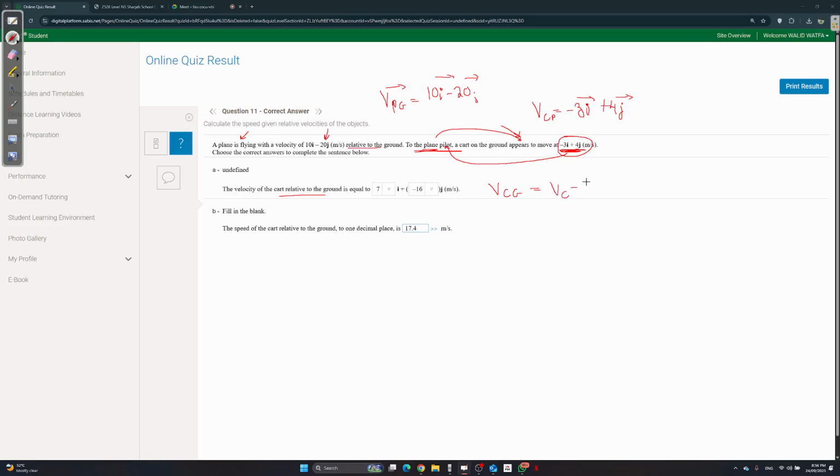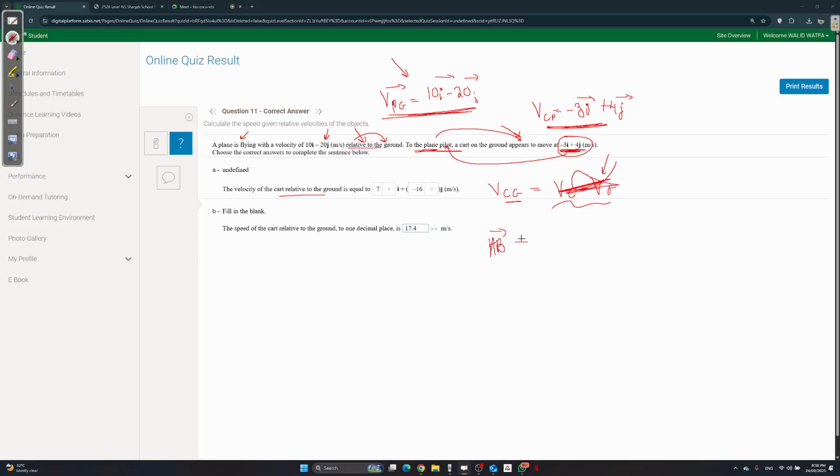Usually, what you're used to doing is VC minus VG. But here it doesn't work because we don't have VC and VG. So anytime you see relative to in the question, make sure you're writing down the given: VPG, VCP, whatever. Relative to the ground means plane with respect to ground. VCP means cart with respect to the pilot. Here, this doesn't work. We don't have this. What do you do?